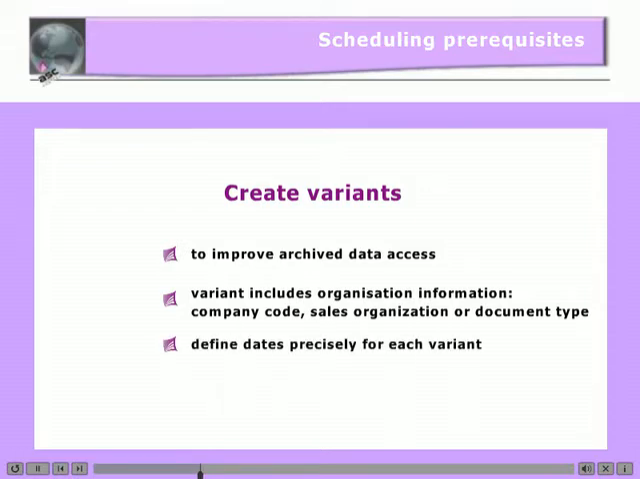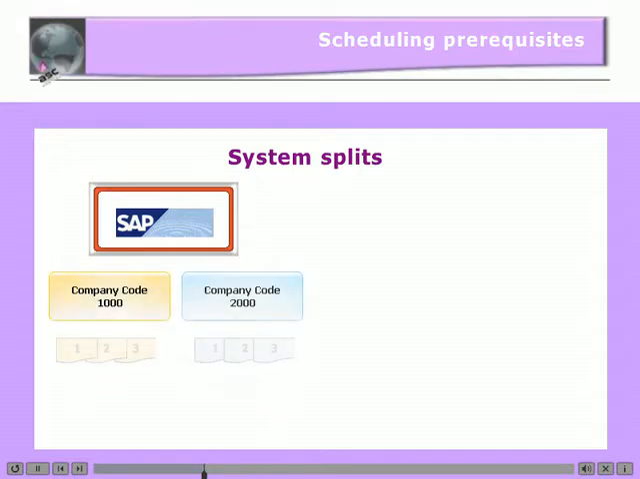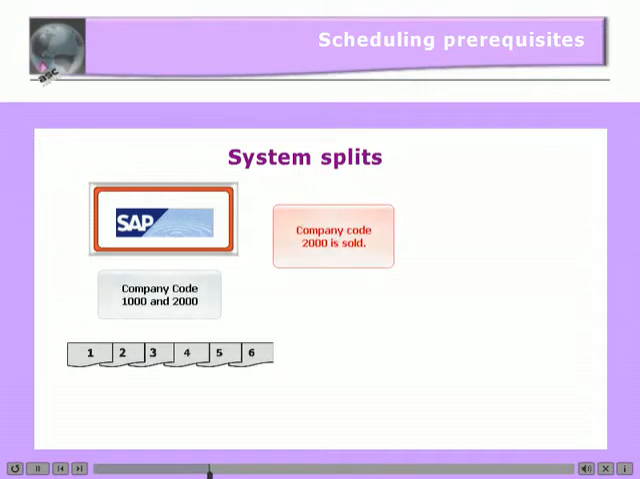This process is very important, so let's have a look at two examples. First example is when you sell a company code or decide to split your SAP system. Let's imagine you have two company codes in your SAP system and that you have been creating company-specific variants for accounting data archives. When you sell company code 2000 or split your SAP system, you will just need to move archive files from one file system or content server to another one.